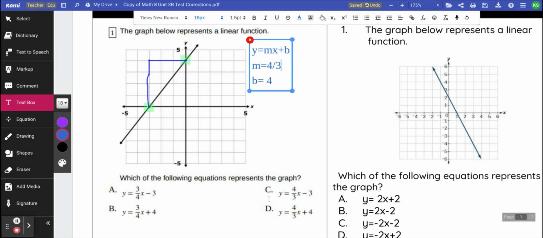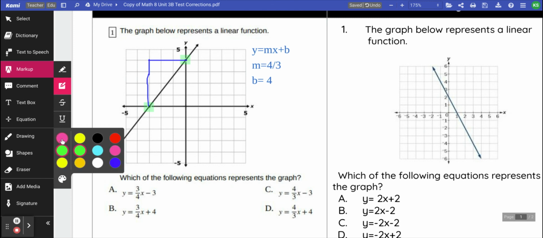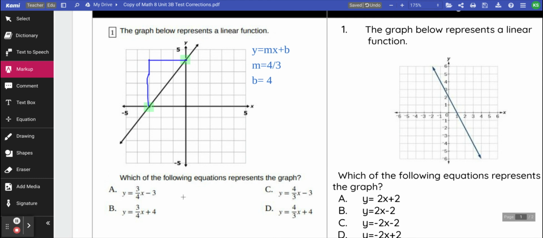So now we just have to go down here and see what the correct answer is. We're looking for one that has a slope of 4 over 3 and a positive 4 y-intercept. If I look at A, no, A has a 3 over 4. If I look at B, B has a 3 over 4, so that doesn't help us. That's not our slope. If I look at C and D, oh wait, okay, we have 4 over 3 as our slope. But I need to look for a positive 4 as our y-intercept. And if we look at that, it is D that has that. So our answer for number 1 is D.